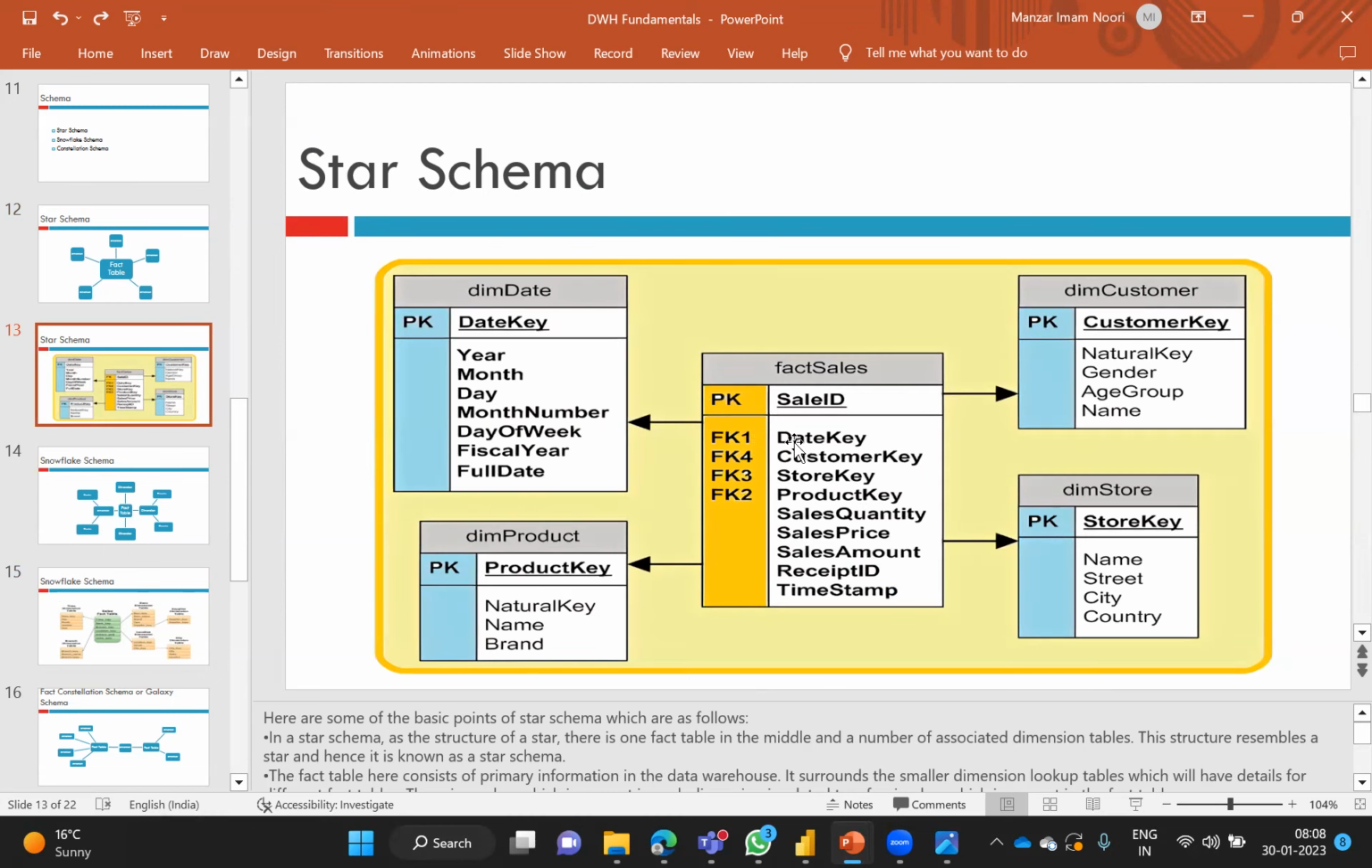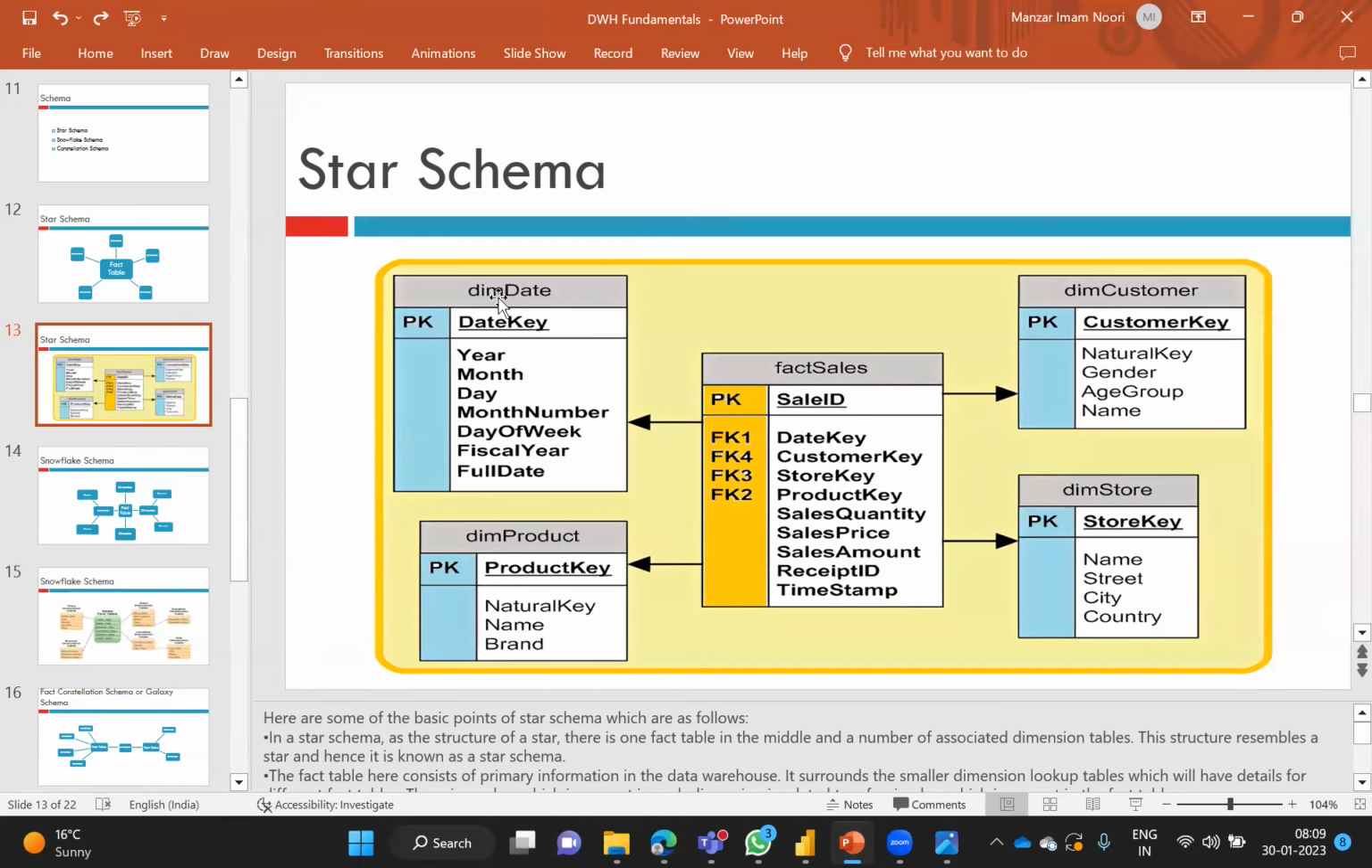So here, suppose we have sales information. In the sales information, you can see we have only foreign keys, and we have the sales quantity, sales price, amount, receipt ID, or timestamp. So the date information related to the transactions is available. The facts or measures will be available, and the keys will be available, and no other descriptive columns are available in the fact table.